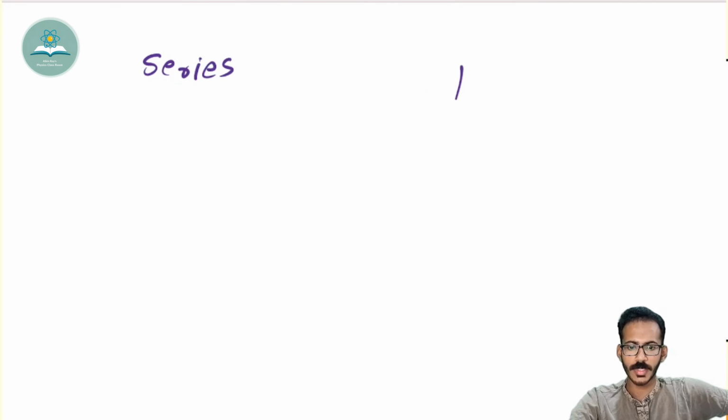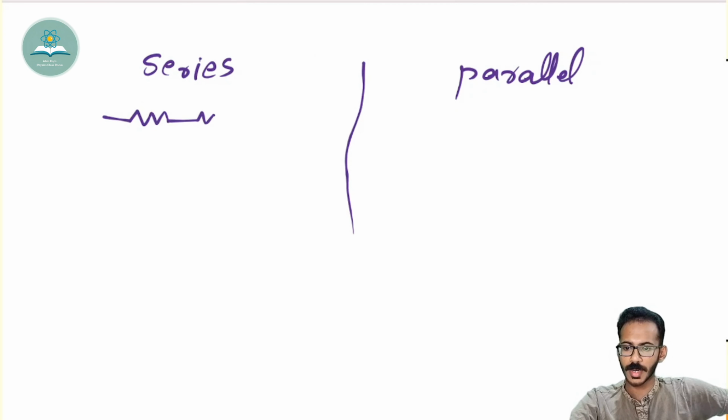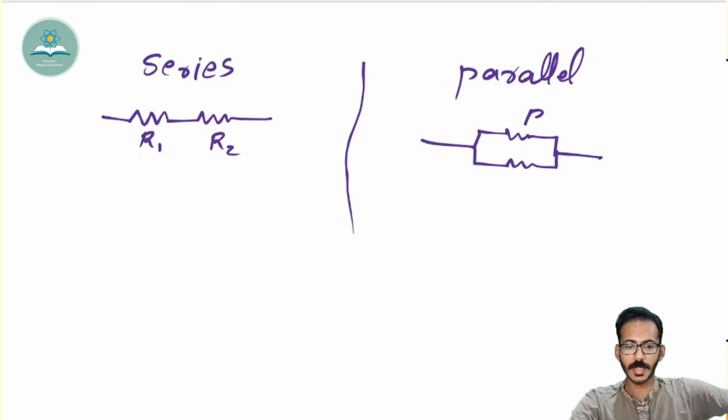Now let's see the two types of connections that come under the resistors. One is series connection and the other one is parallel connection. If I have two resistors here, in series connection, I'll connect my resistors like this. Suppose my first resistance is R1 and second one is R2. Here, in parallel connection, I'll connect my resistors like this. This is my R1 and this is my R2.